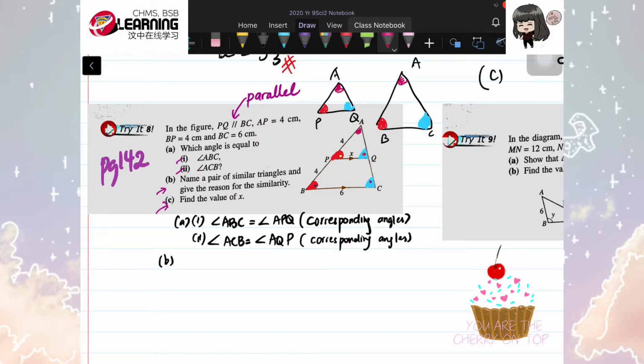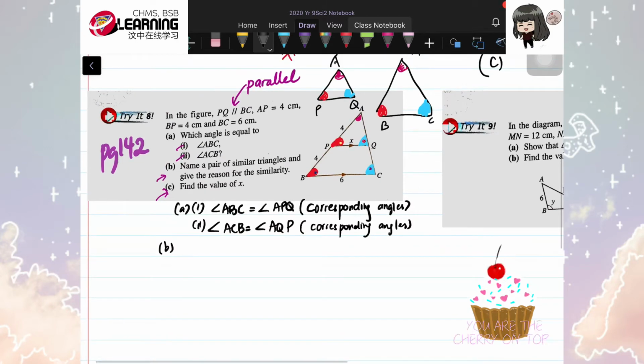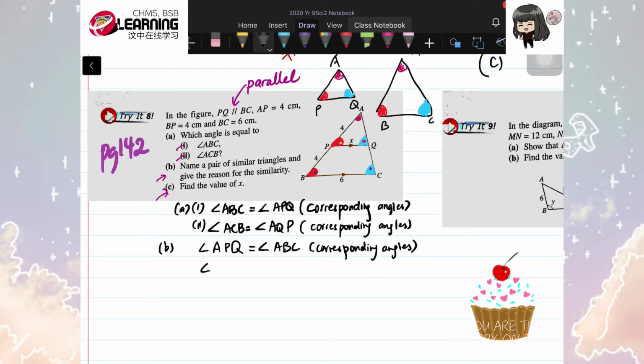So these two triangles are similar, and the reason is because of angle, angle, angle, because you are given that all three angles are the same. When we write down the reason, we have to state one by one which three pairs of angles are the same. So angle APQ is equal to angle ABC, the red one, because of corresponding angles. And the second one, the blue one, angle AQP equals angle ACB because of corresponding angles also.